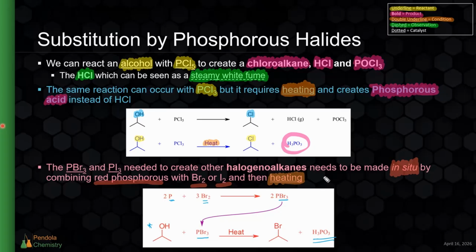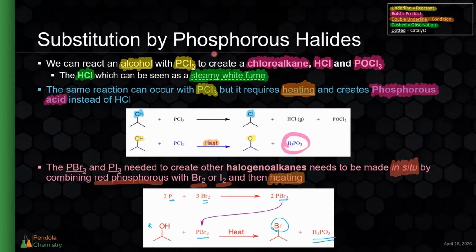So the phosphorous acid doesn't change, it still creates that. What changes is the halogen that we are using to replace the hydroxyl group. But that's only with bromine and iodine. If we are trying to do this reaction with PCl3, we do not need to make it in situ, but we do need to heat up the reaction. Whereas PCl5 does not need the reaction to be heated, and it will just react with the alcohol.